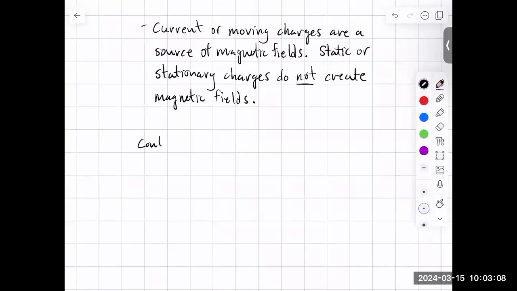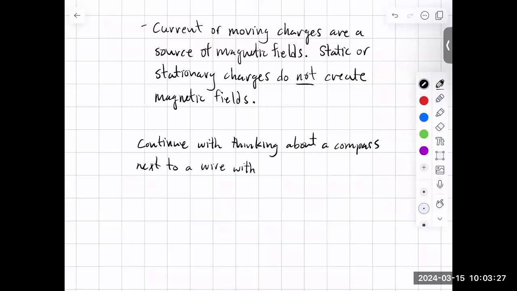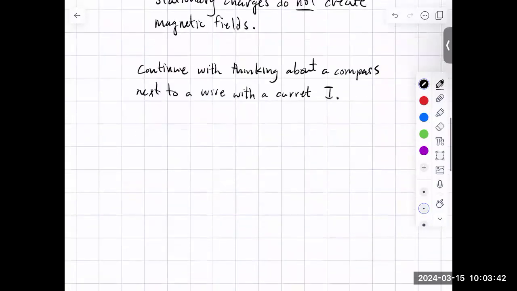So let's continue thinking about a compass next to a wire with a current I. And this time, what we'll do is we'll have our wire with a current, and then we're going to take the compass and place it at different positions around this wire.